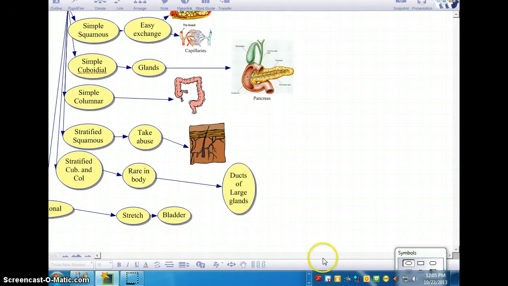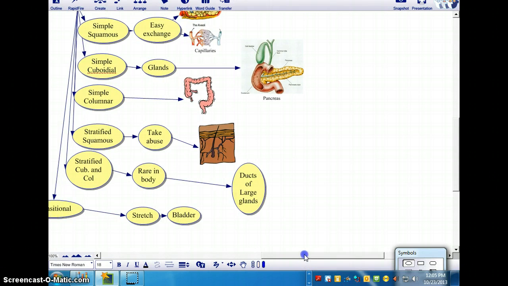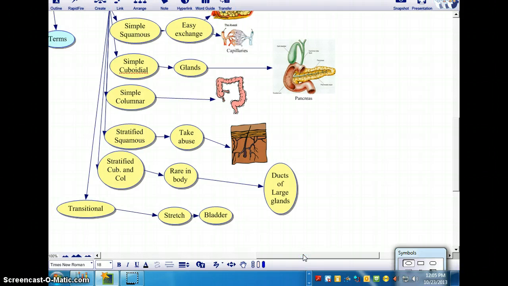Stratified squamous means that you have many layers of flat cells. Near the bottom, they're going to look a little bit more cuboidal, but as we learned earlier, we always identify epithelium by the shape and characteristics of the top layer. So again, stratified squamous means that you have more than one layer of basically flat cells. These are designed to take abuse, and so your skin is a really good example. A couple layers of your skin can wear off. You don't start bleeding because there's other layers below it.